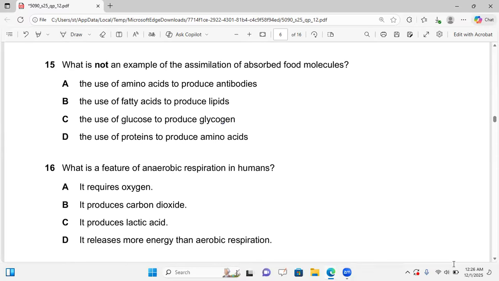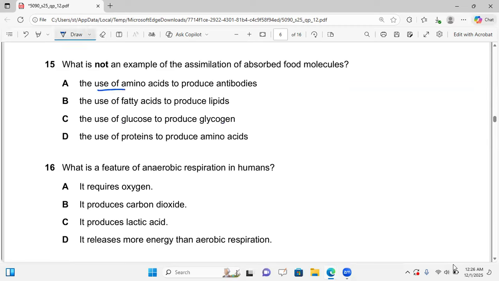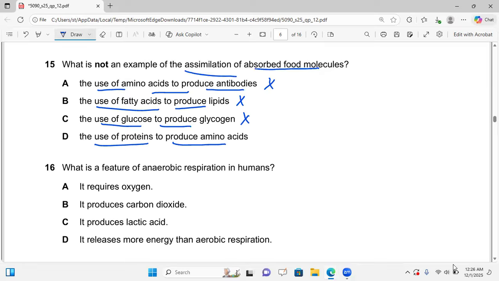After that, which is not an example of the assimilation of absorbed food molecules? The use of amino acids to produce antibodies, no. The use of fatty acids to produce lipids, no. The use of glucose to produce glycogen, no. The use of proteins to produce amino acids is not an example of assimilation of absorbed food molecules, like proteins are not directly absorbed, they will be converted into amino acids for assimilation, or becoming part of the body.